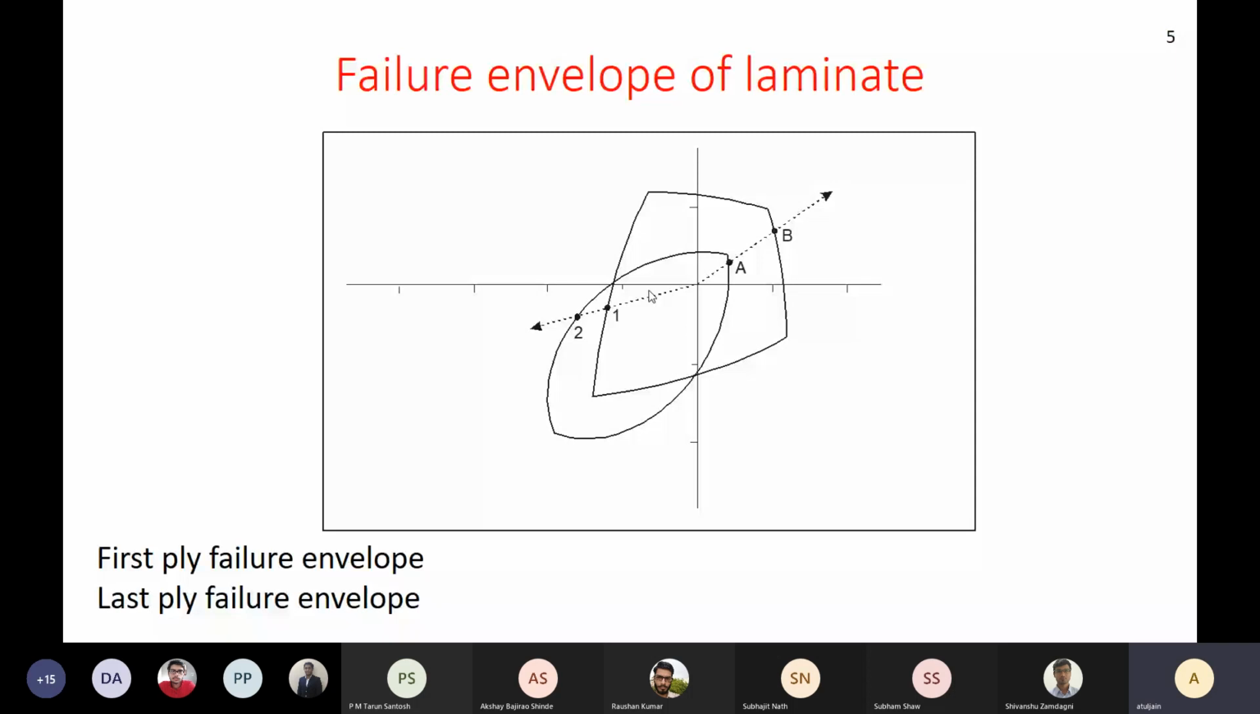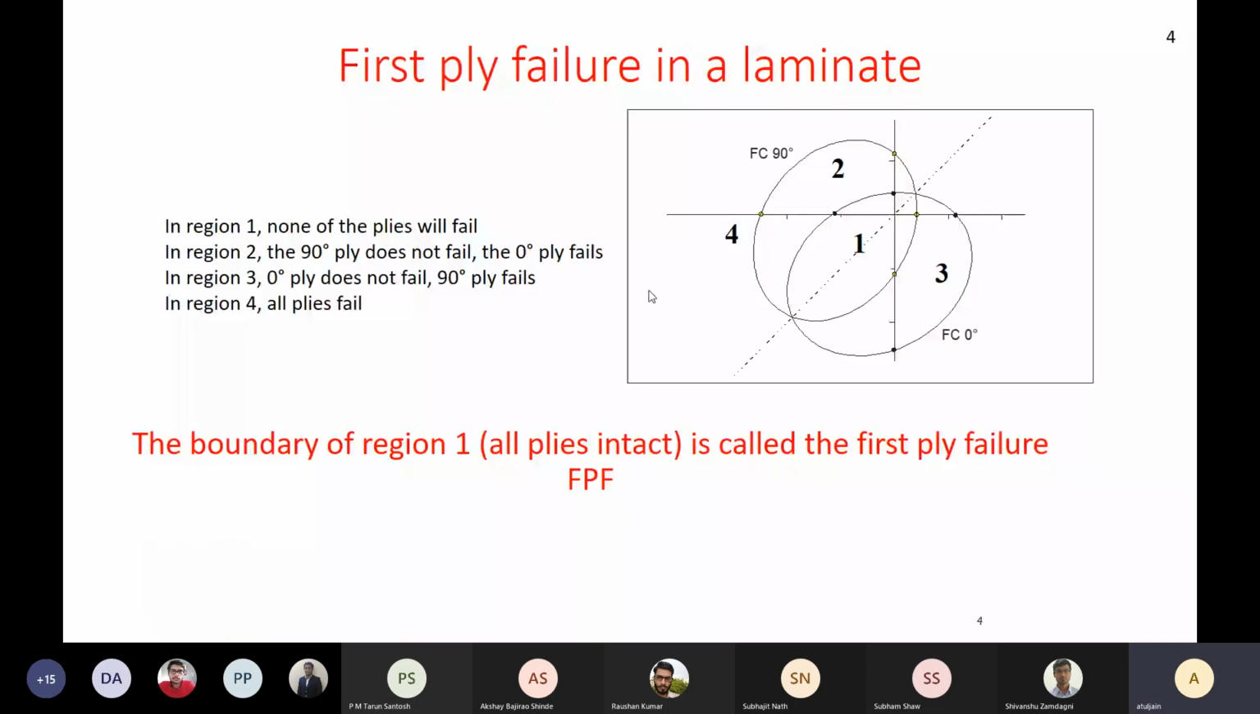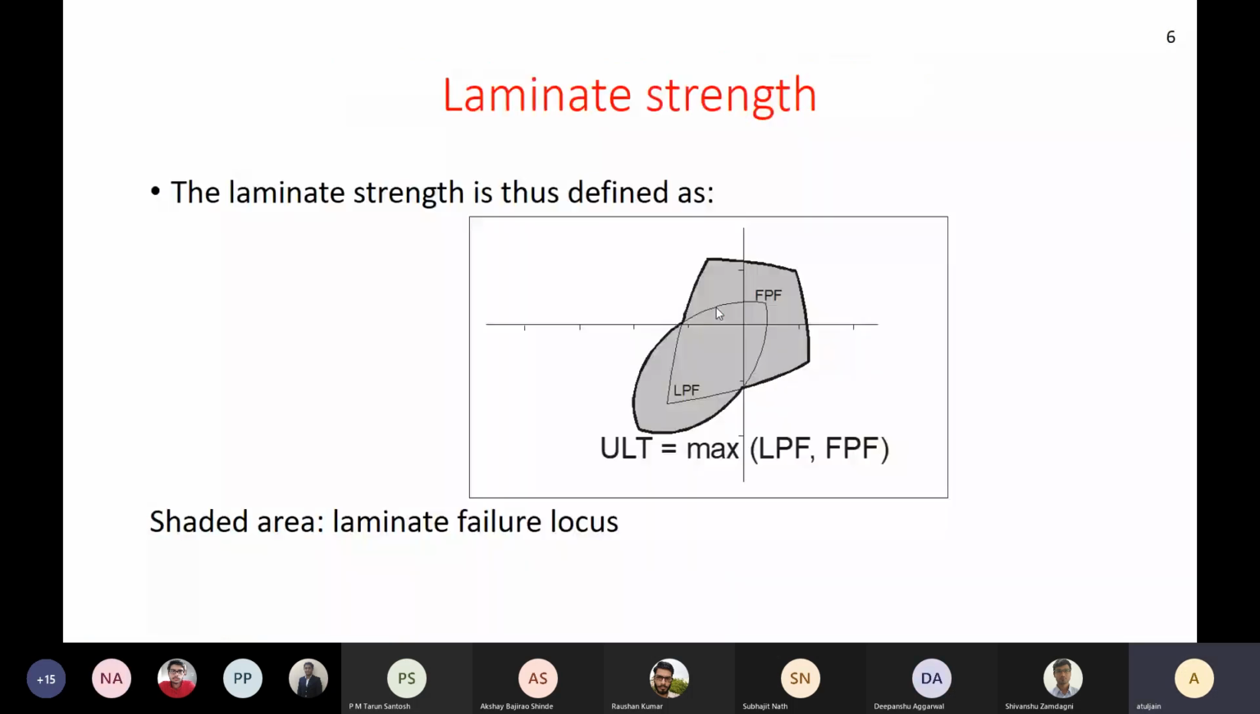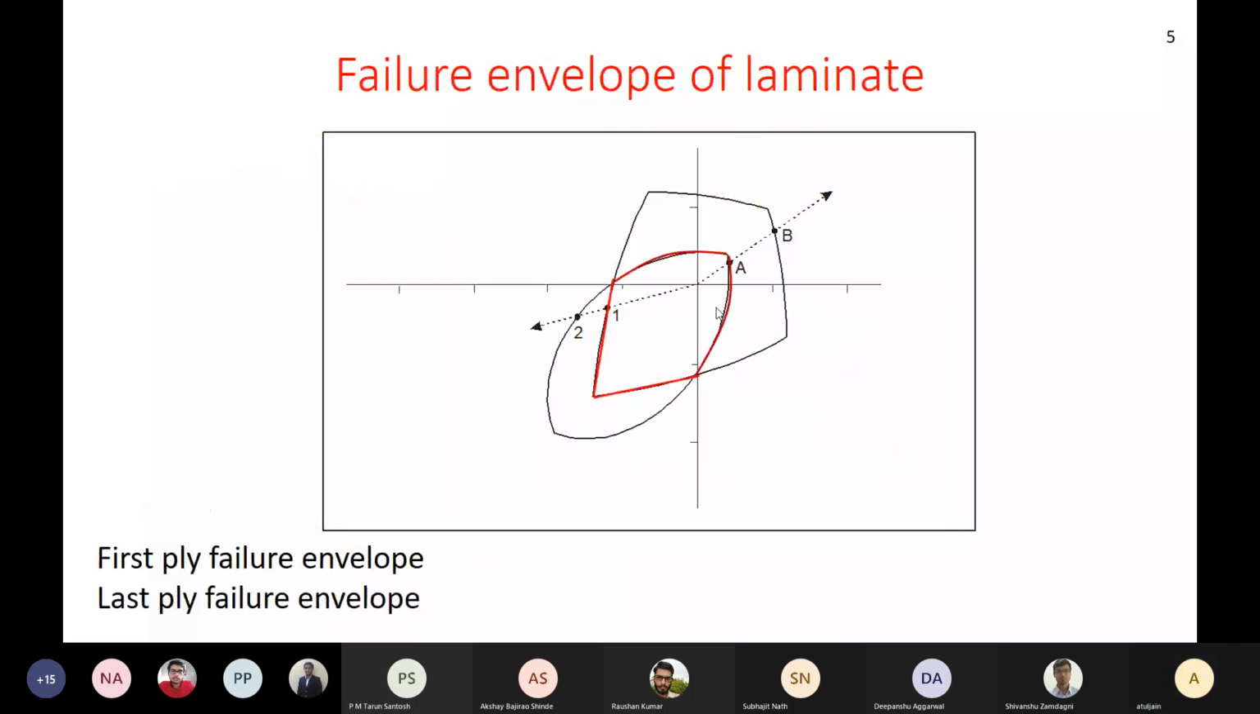A more general case could be you have certain theories of failure like this. The first shape is, let's say, for lamina 1, the second shape is for lamina 2, depending on the theory of failure that you choose. This red region that I have marked is your first ply failure envelope. And the overall is your last ply failure envelope.